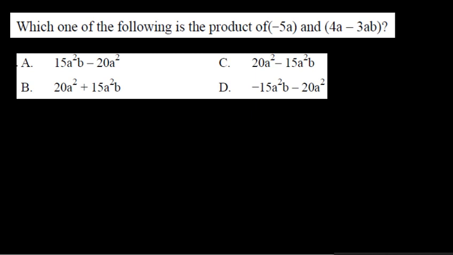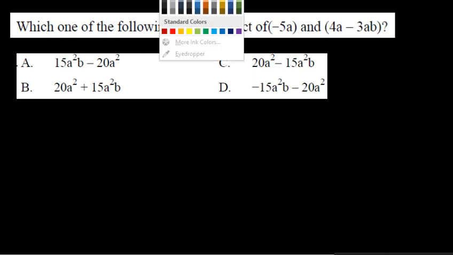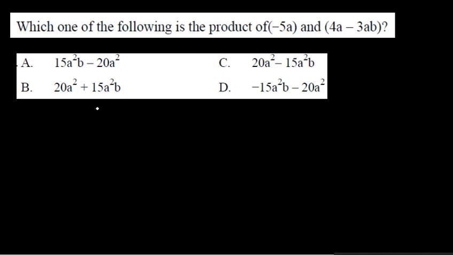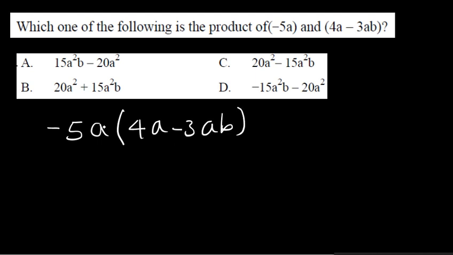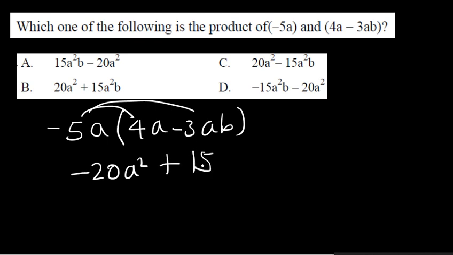The next question says, which one of the following is the product of negative 5a and 4a minus 3ab? So negative 5a multiplied with 4a minus 3ab. When you multiply, we need to distribute. Negative 5a times 4a will be negative 20a square. And again, negative 5a times negative 3ab will be plus, because negative times negative is positive, 15a square b.